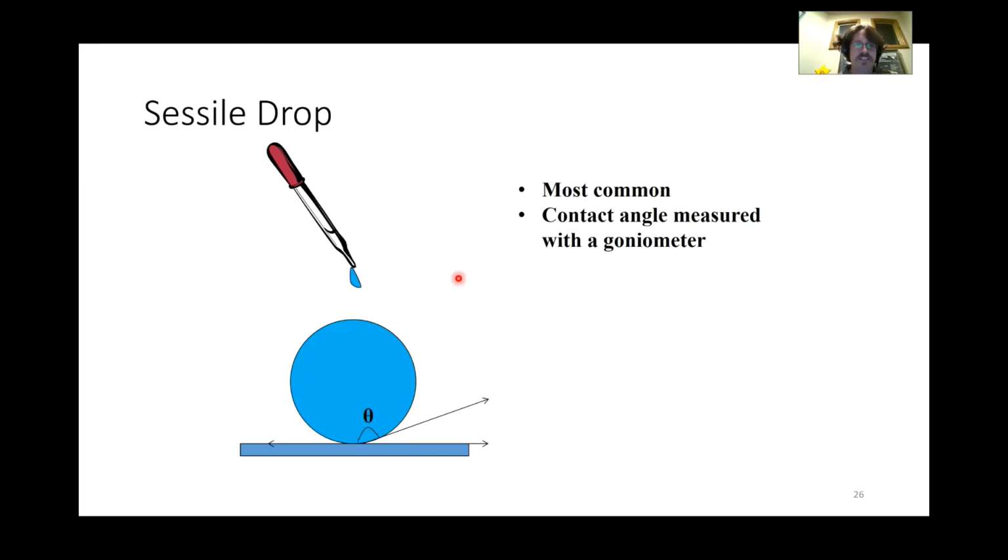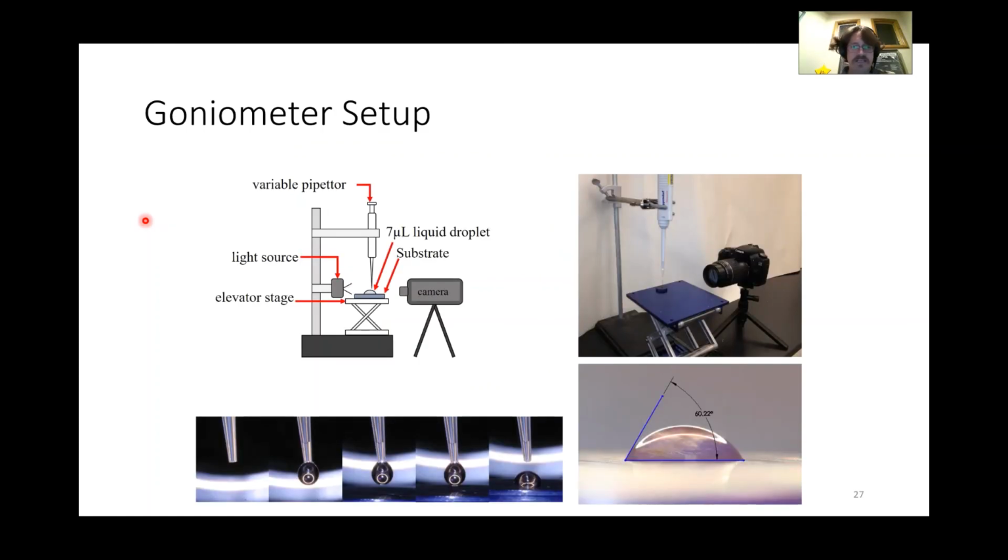Sessile drop is the most common. You could say this is the dropper I used in the experiment on my kitchen table with water and wax paper. The contact angle is measured with a goniometer, and we've talked about what a goniometer is. Here's an example setup, a very simple setup.